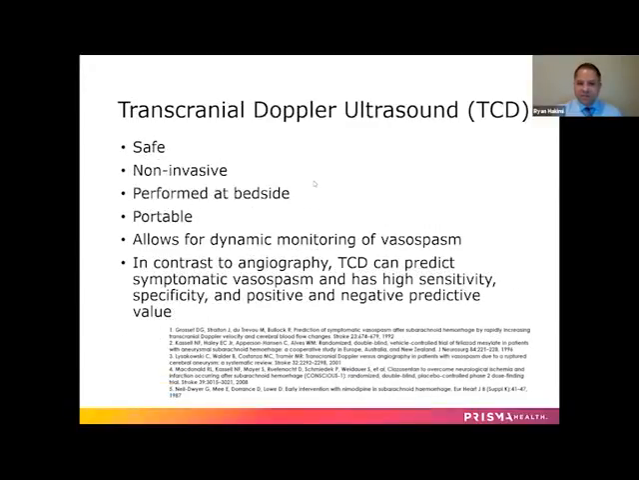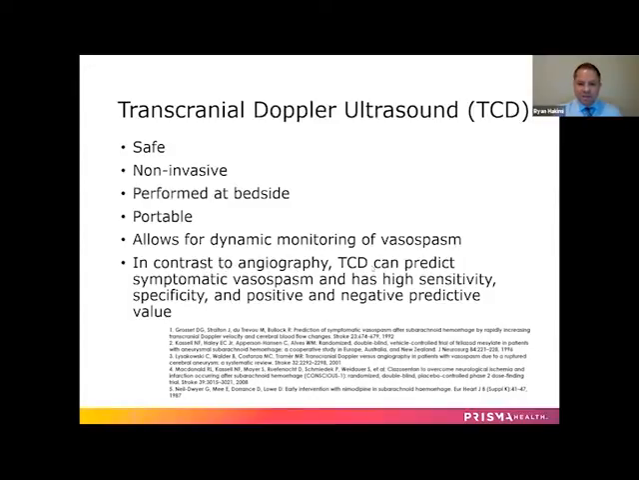So as we mentioned, it's safe, it's non-invasive, it's performed at the bedside, it's portable, and allows for dynamic monitoring of vasospasm. So there are head frames that can be used for continuous vasospasm monitoring.